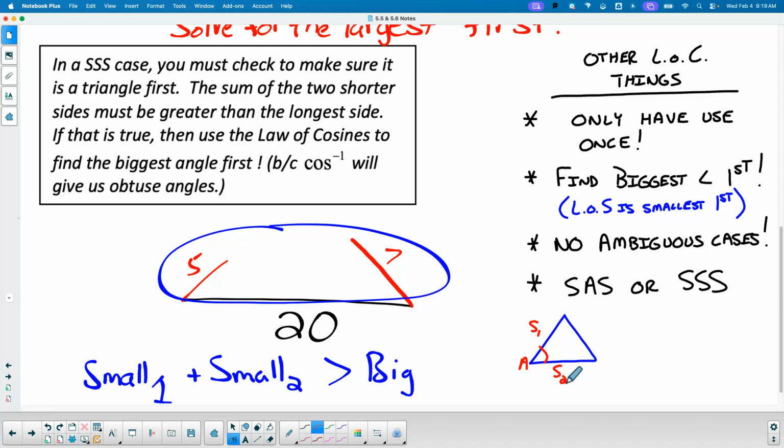Using the law of cosines in a side angle side case would get you that third side right there, and that opens up your law of sines. In the side side side case, you would solve for one of the angles. Okay?